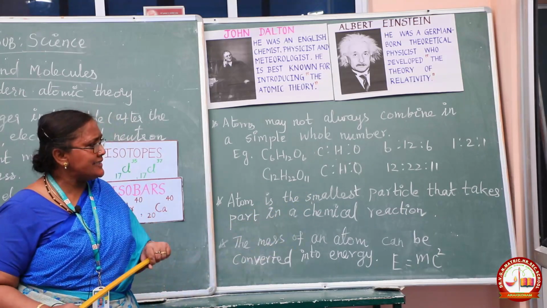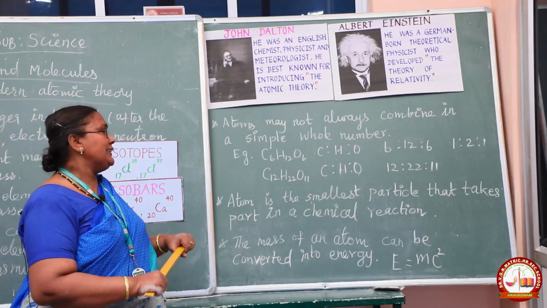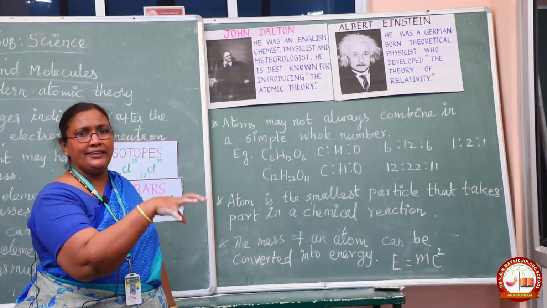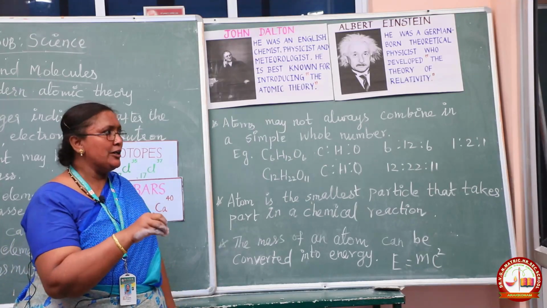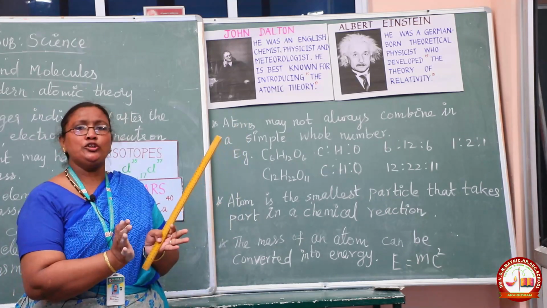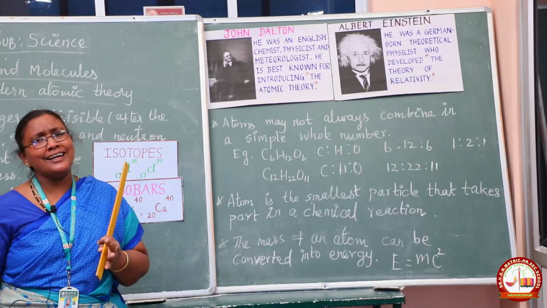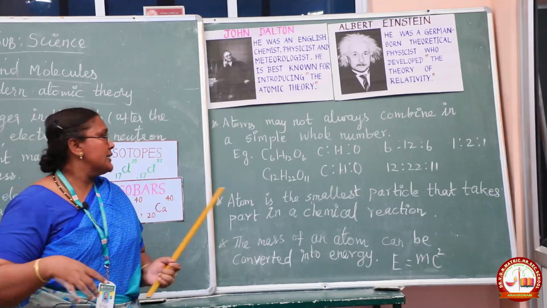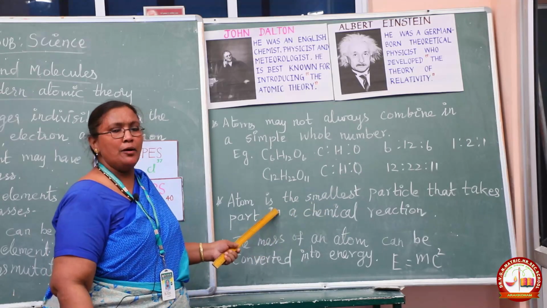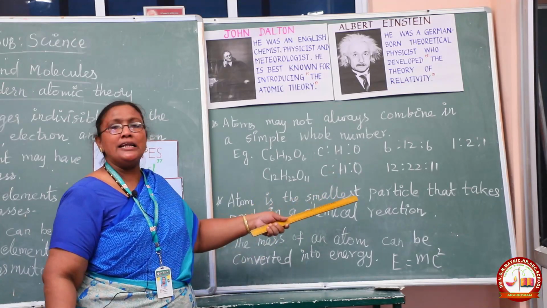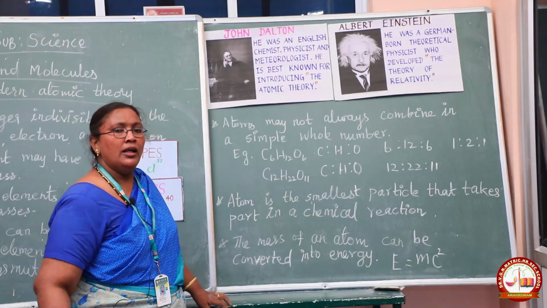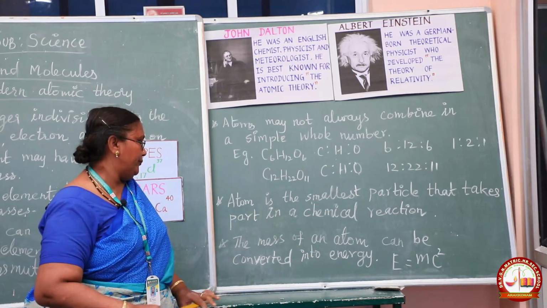Atom is the smallest particle that takes part in a chemical reaction. Which element takes part in a chemical reaction? Only atoms can take part in a chemical reaction. Atoms combine together to form a molecule, that is a compound. So we get a compound, but only the atom is involved in the reaction. So that is the point: atom is the smallest particle that takes part in a chemical reaction. Then move on to the last point.